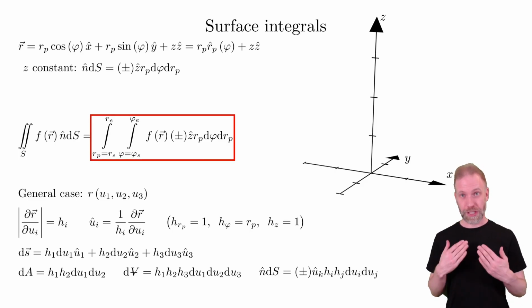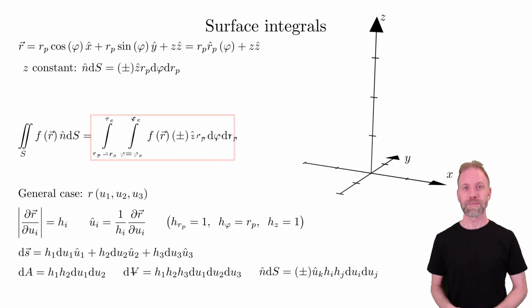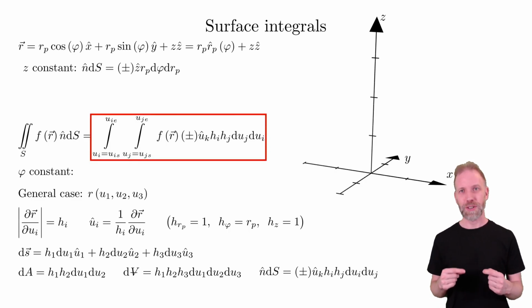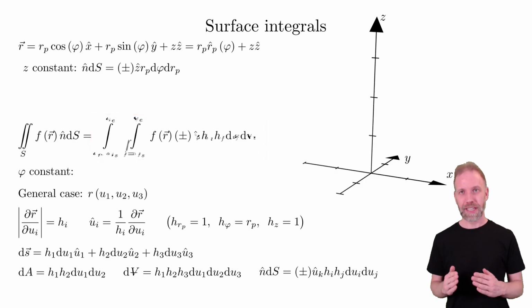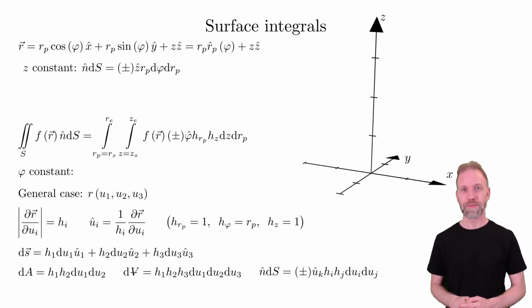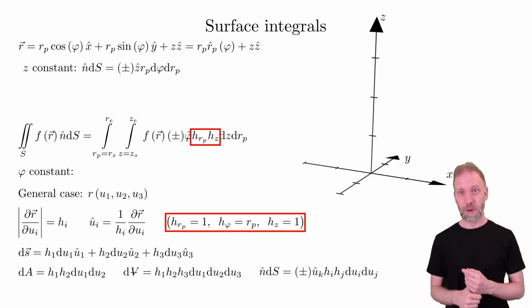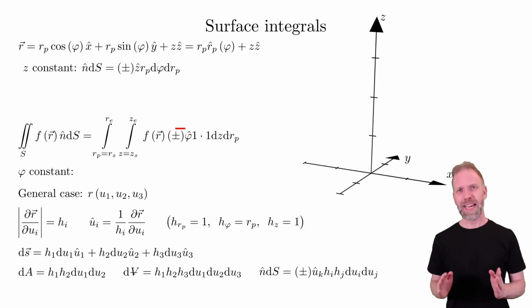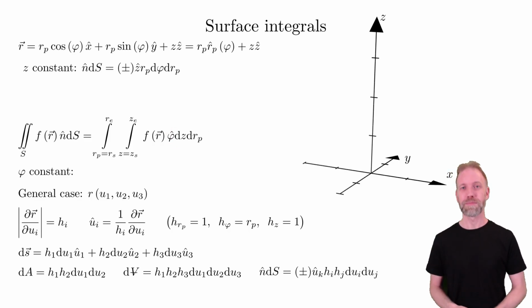Let's go back to the original equation. Now we're going to let phi be the constant. Update the equation to get the normal to be in the phi direction and integrate over rp and z. Insert the scaling factors h, which both are 1 in this case. Here I will also drop the plus minus, but we could of course consider cases with the normal in both directions.